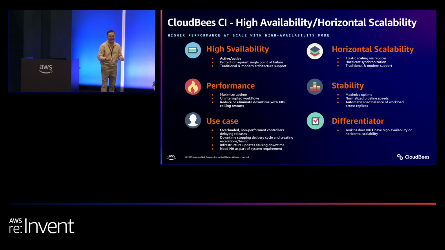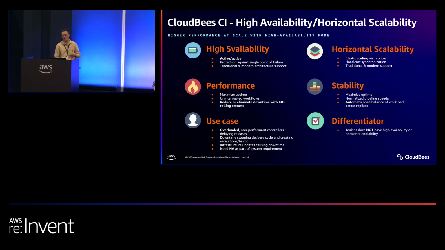Jenkins will not have this feature. So this is very unique to CloudBees and what we've been doing. That is one of the main differentiators here. If we want to hop into the use cases really quick, this is a great solution for overloaded, non-performant controllers. If you don't have high availability in place today, that's a must-have for your organization.